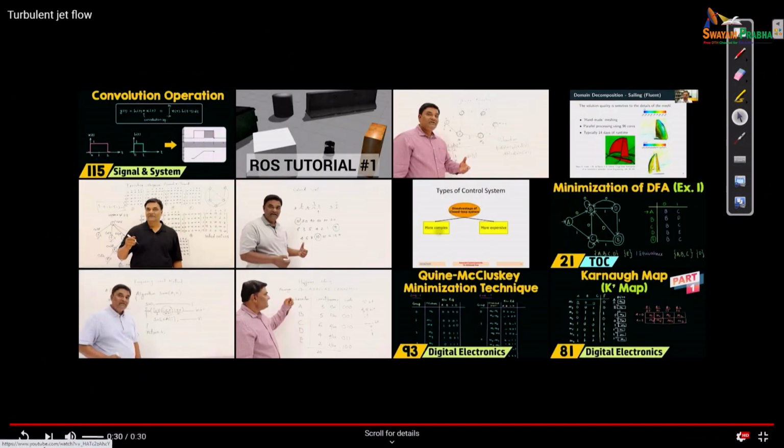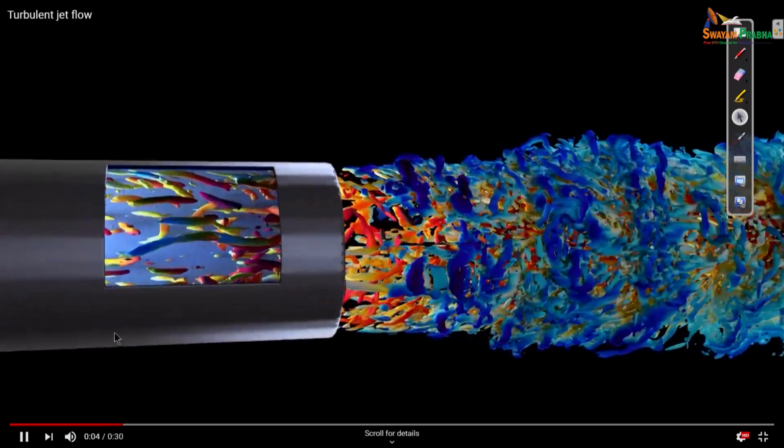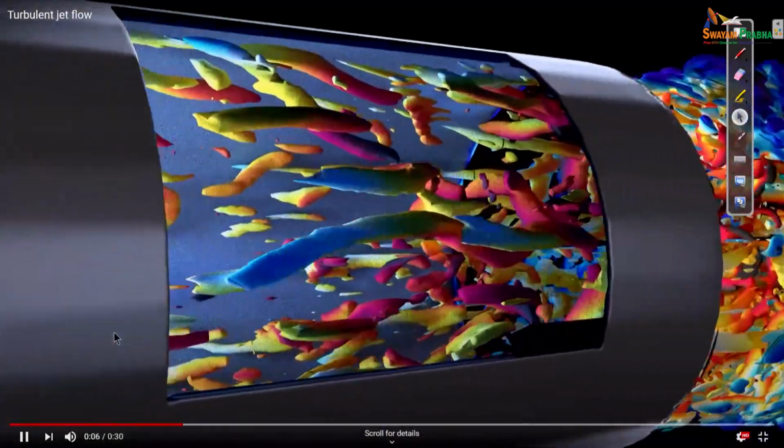It's quite interesting that we're actually looking at flow structures, and they look like this. It looks like small beans.